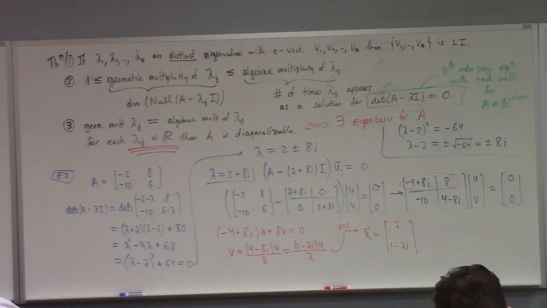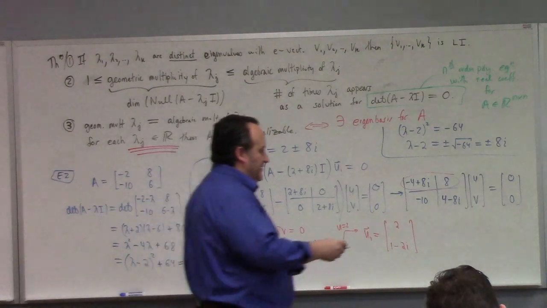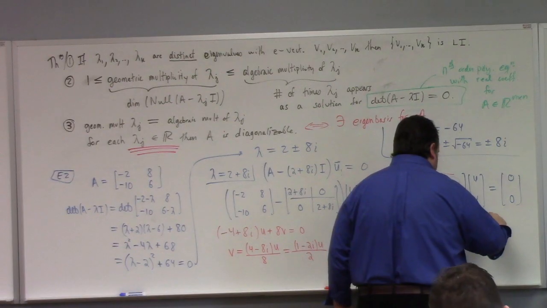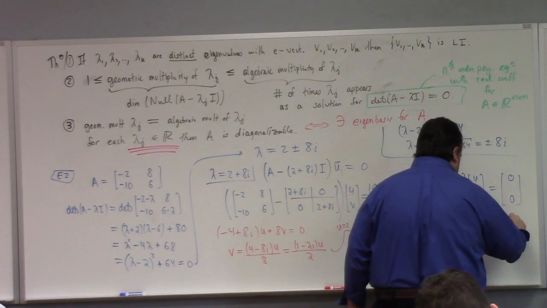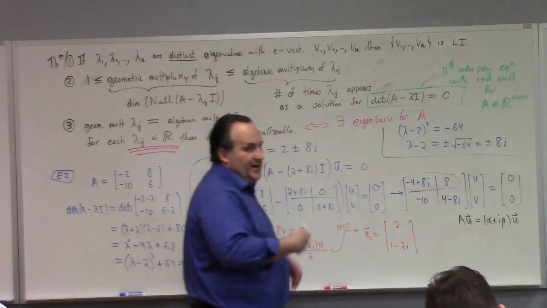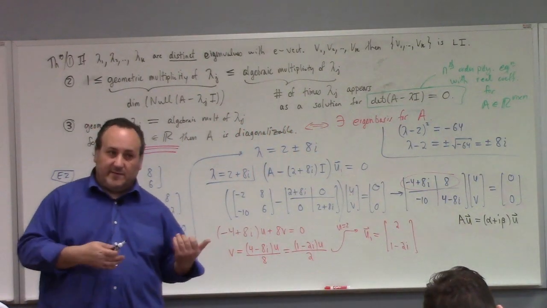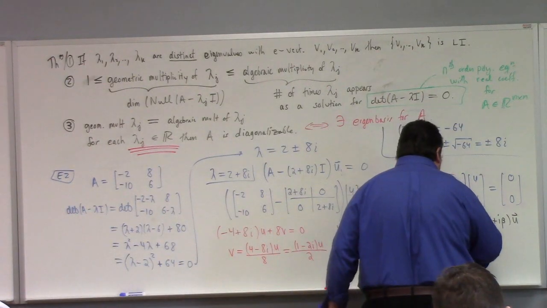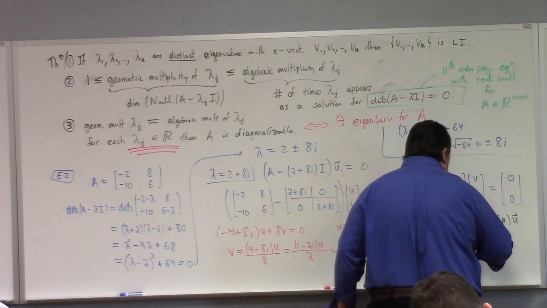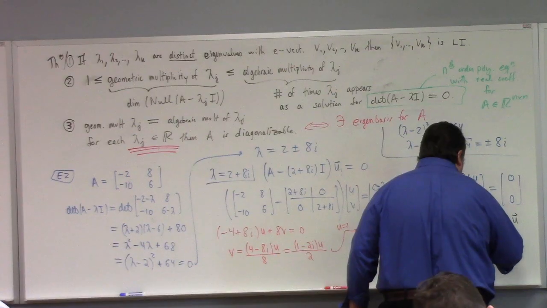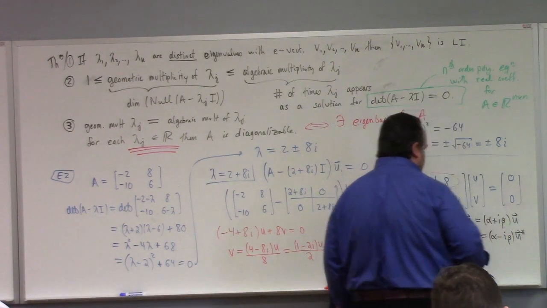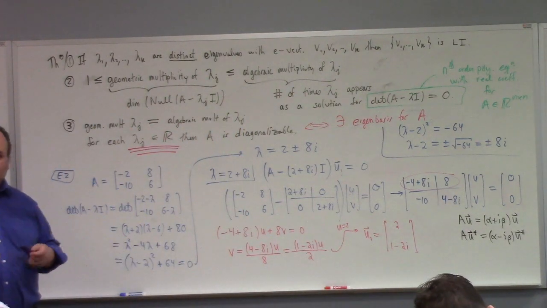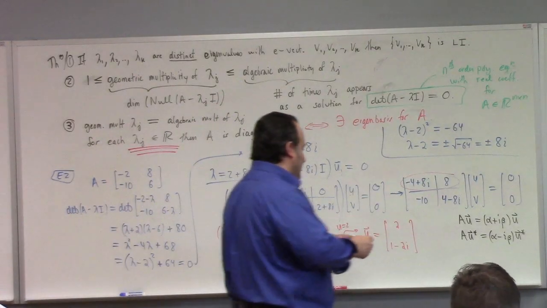Notice, here's a general calculation, guys. If A is real, and if I have A times u vector equal to alpha plus i beta times u, so I'm saying I have a complex eigenvalue with real part alpha and imaginary part beta, and I take the complex conjugate of that equation, what this tells me is that A times u conjugate is equal to alpha minus i beta times u conjugate. The complex conjugate of A is just A again, so we don't get an A conjugate.